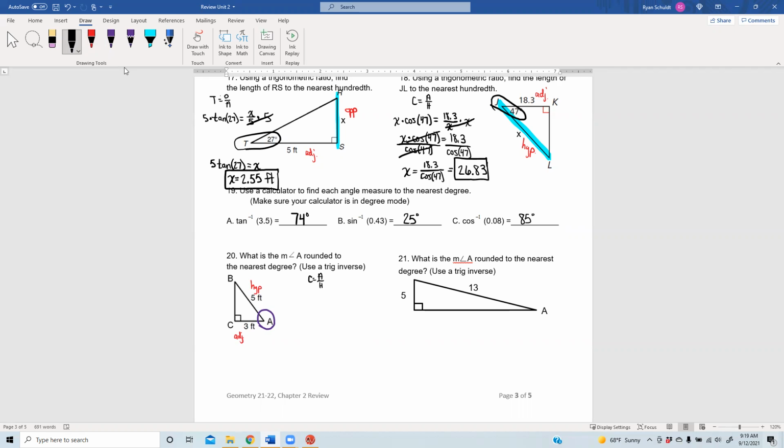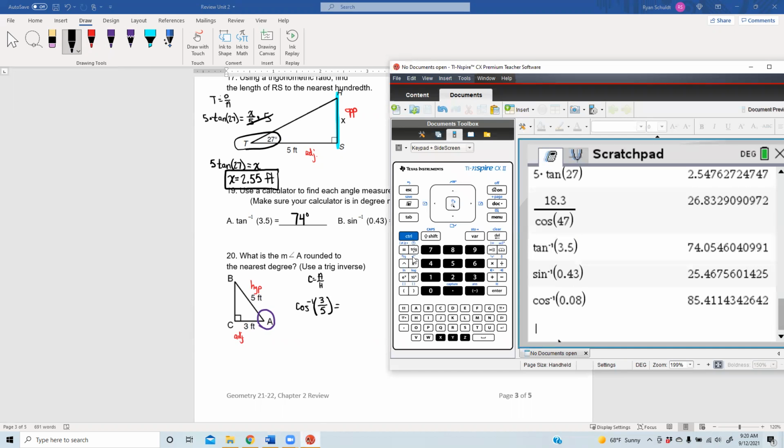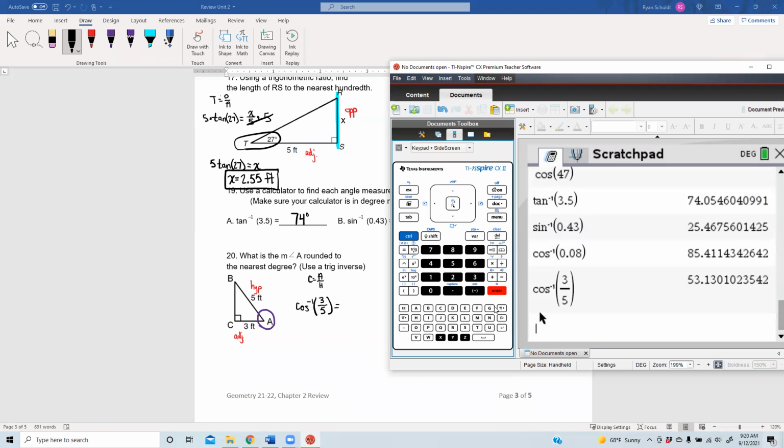So I need to do the cosine inverse of the adjacent over the hypotenuse. So trig, cosine inverse, 3 divided by 5. 53 degrees.